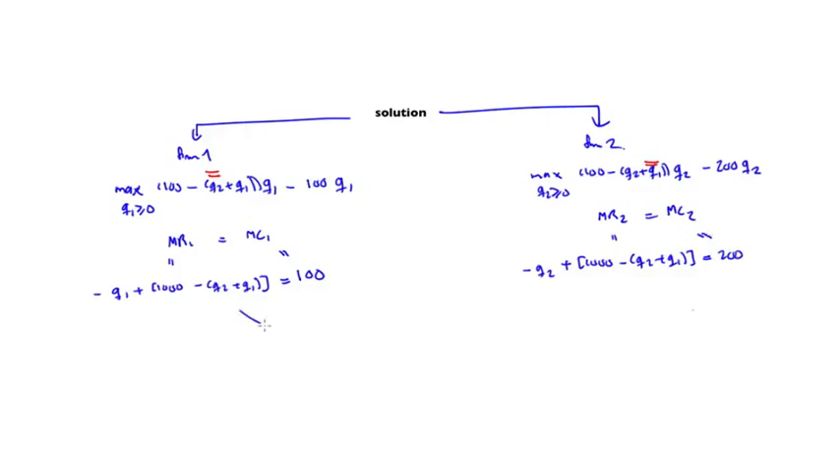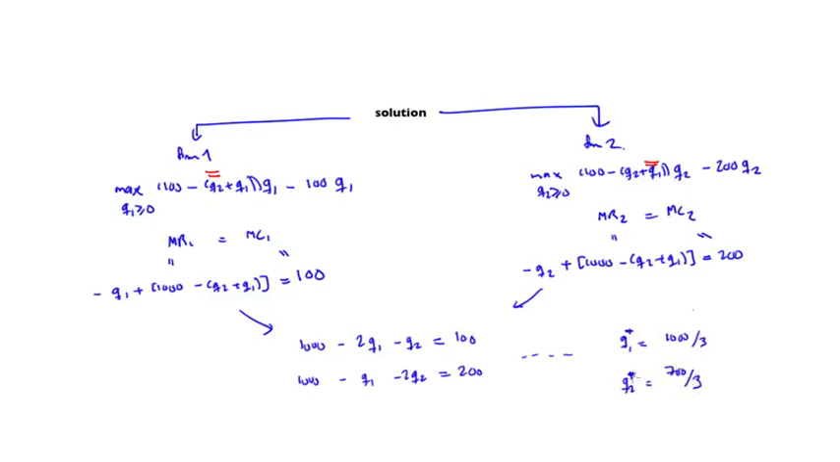Now, if you work with both equations, what you get is a system of two equations with two unknowns, which are 1,000 minus 2Q1 minus Q2 equals 100, and 1,000 minus Q1 minus 2Q2 equals 200. And if you do the algebra, what you get is that Q1, or Q1 star in equilibrium, is 1,000 over 3, and Q2 star is equal to 700 over 3.